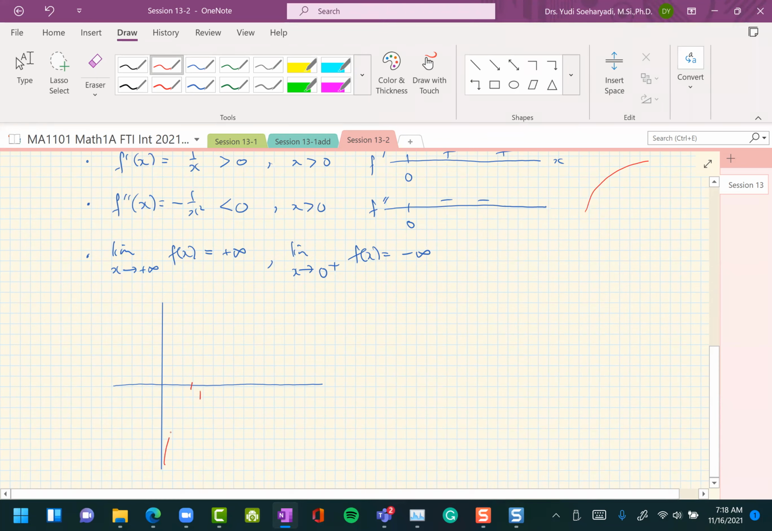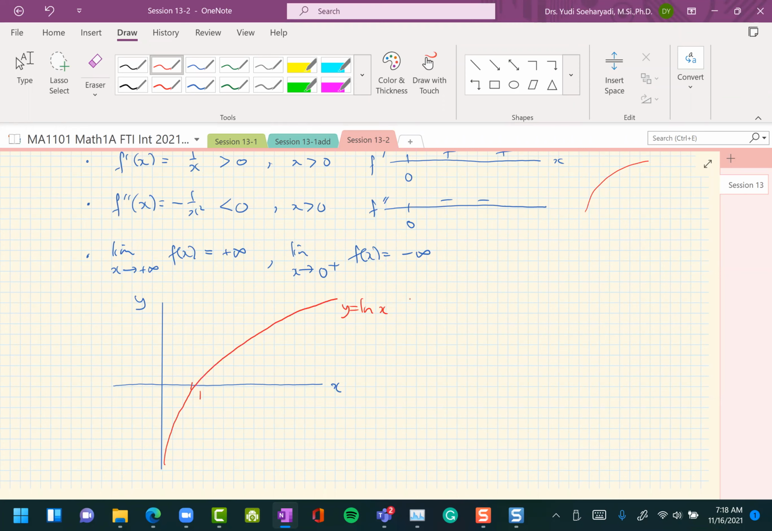The graph looks like this. So this is y equals ln of x. Okay, so it's increasing. So far, that's what our log function looks like.